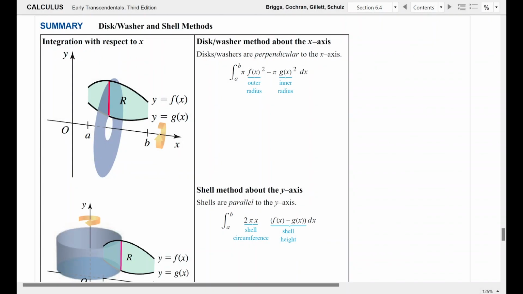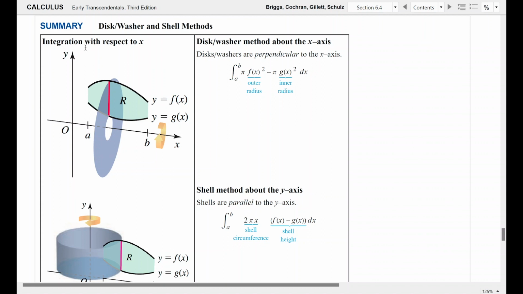So we've looked at various methods of finding volumes by disc, washer, or shell method. We also looked at slices, which was quite preliminary. But it could get confusing whether to use the disc washer method or the shell method. And here you have a summary.